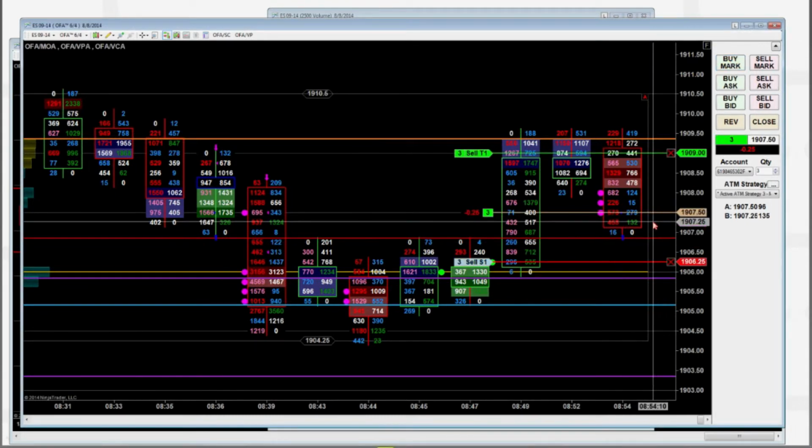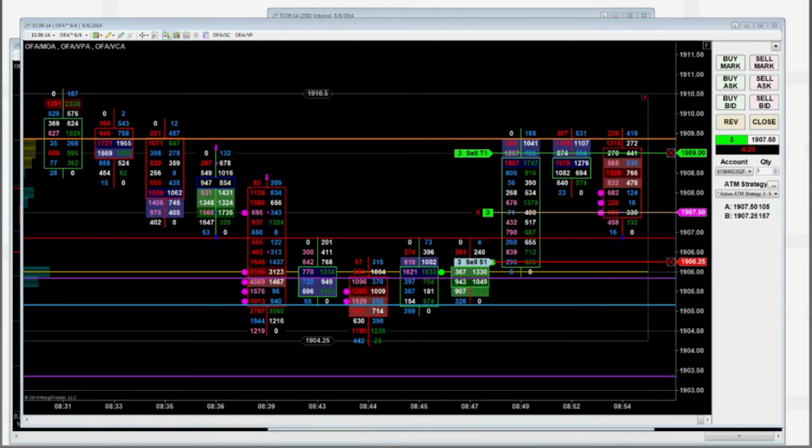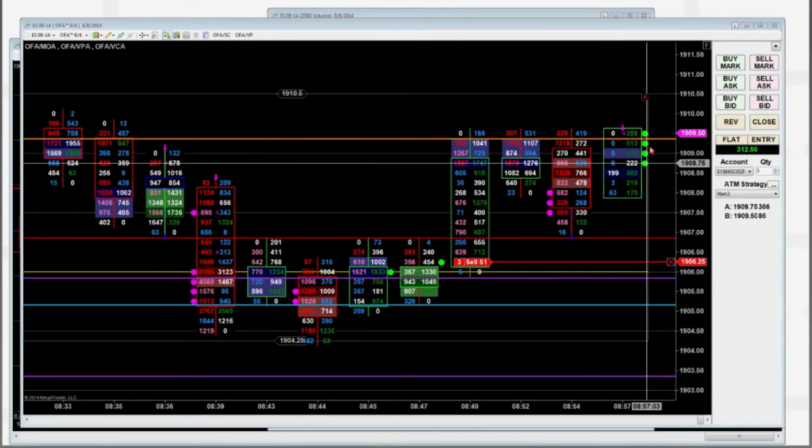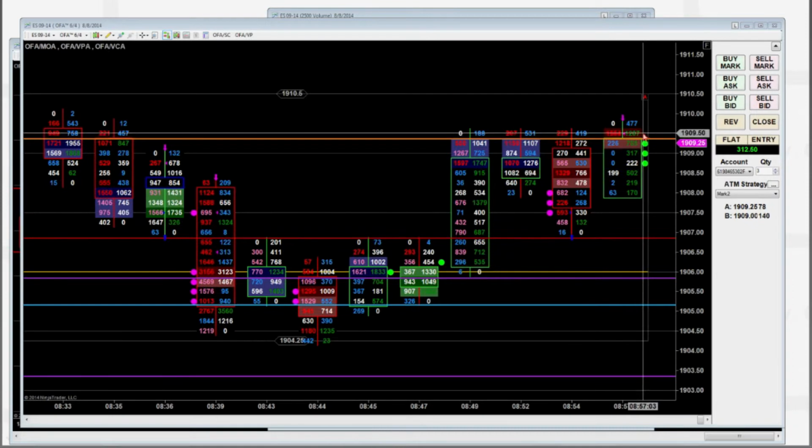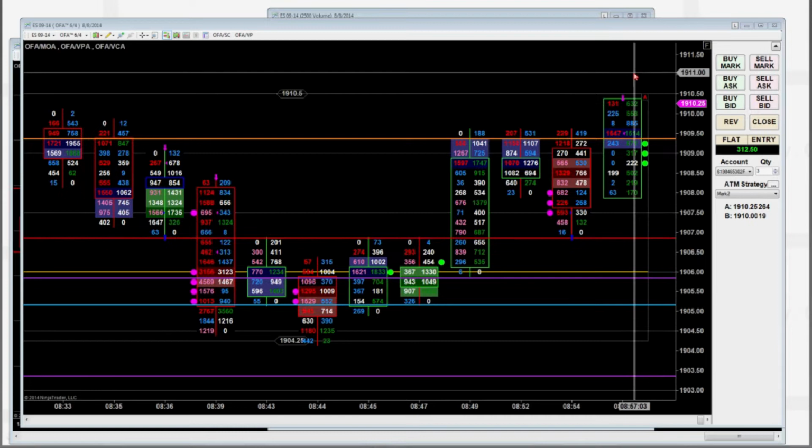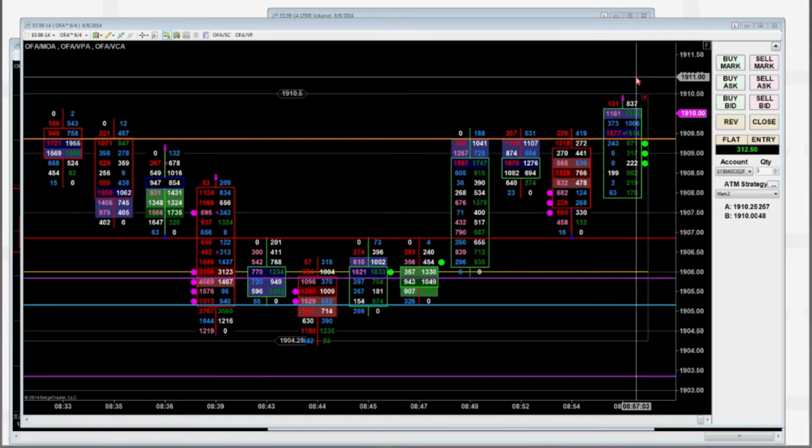Would prefer 1907.25. Oh, I couldn't even move my target. Sorry, I looked away at another chart. My goal was to move my targets higher. Sorry, I was looking over at another chart.